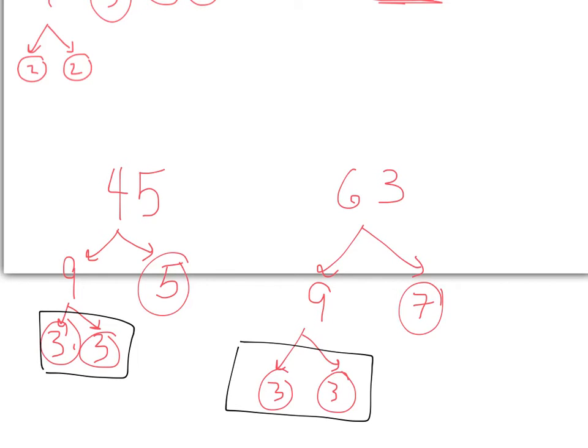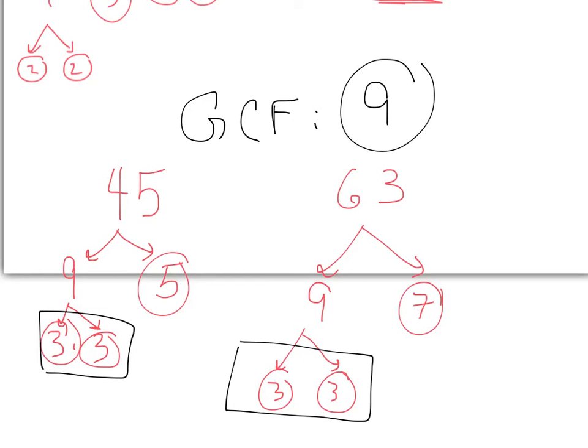So what's the greatest common factor then? 9. So the GCF of these two numbers would be 9. The GCF is really the product of all the prime factors that occur in both. 3 and 3 occur here, and 9 is the GCF.